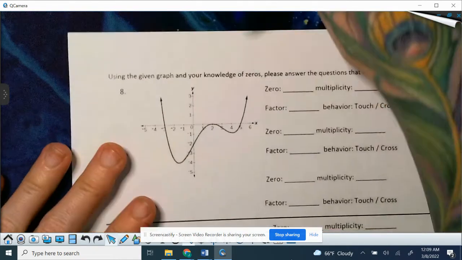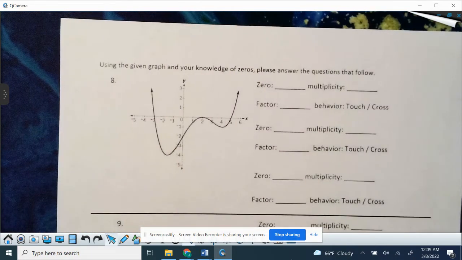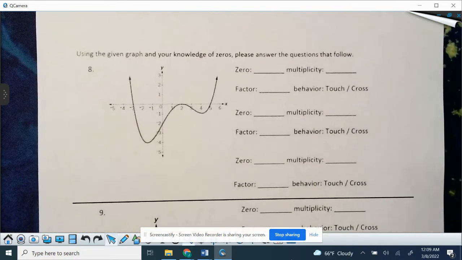All right, the next page of this worksheet, guys, we got this. Hopefully that helps a little bit, even though we just changed the formatting the way it looks.